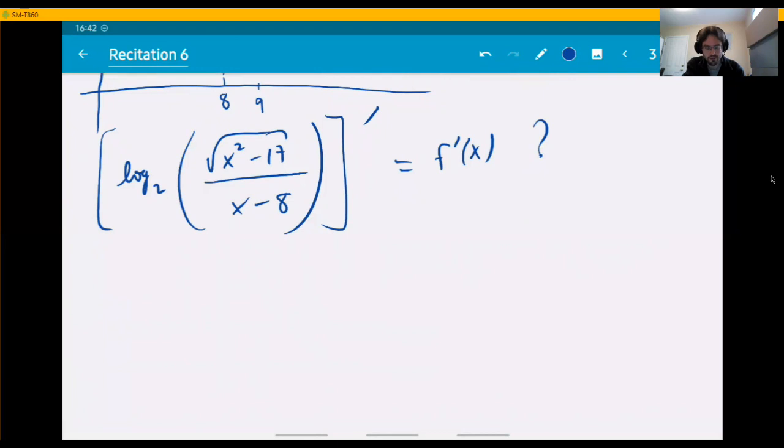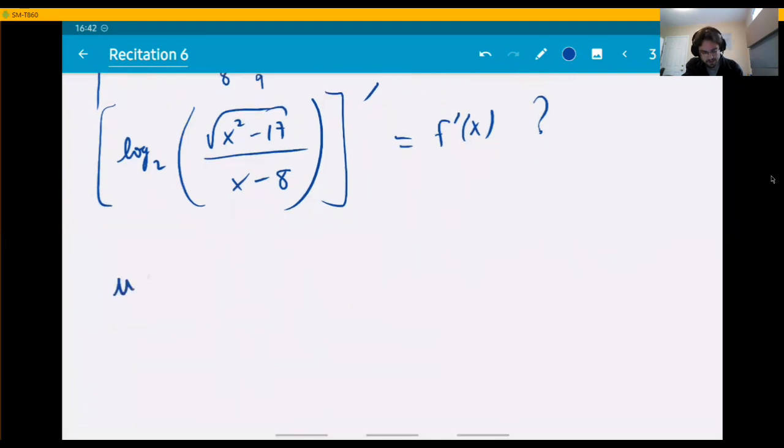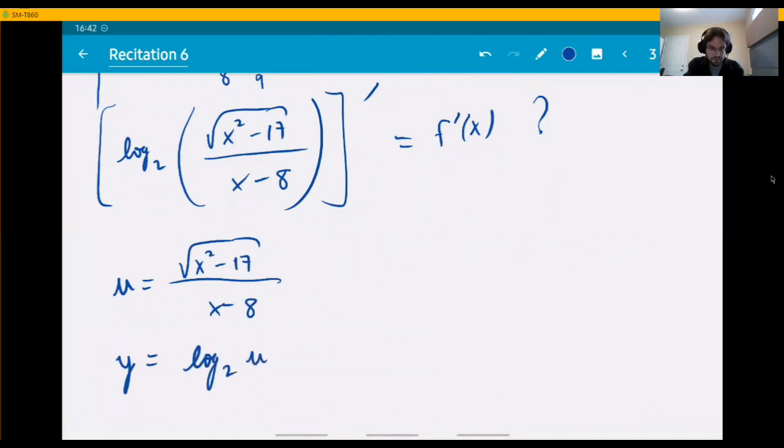So we know that we need this procedure of, let's call u the inside function. Let's call y the original function. It's log of u base 2. Finding dy/du is very easy here. If this was natural log, the derivative would just be 1 over u. Because there is actually a base 2, you also include ln of 2 in the denominator. This is the dy/du term.